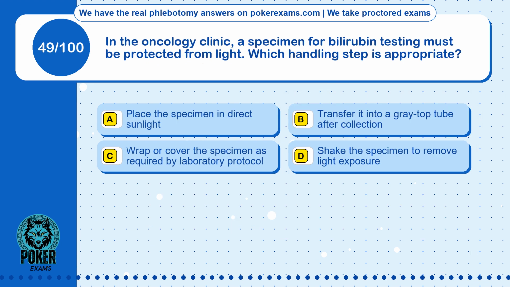Question 49. In the oncology clinic, a specimen for bilirubin testing must be protected from light. Which handling step is appropriate? Option A, place the specimen in direct sunlight. Option B, transfer it into a gray top tube after collection. Option C, wrap or cover the specimen as required by laboratory protocol. Option D, shake the specimen to remove light exposure.